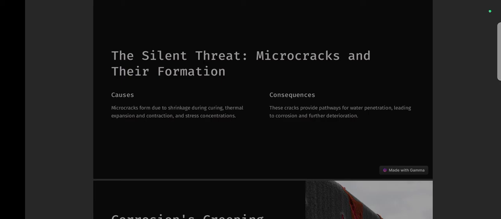Microcracks are an inherent part of concrete behavior but can lead to long-term durability issues if left unchecked. By understanding their causes and impacts, engineers and construction professionals can design concrete structures that are more resistant to microcrack formation, ensuring better performance and longevity.